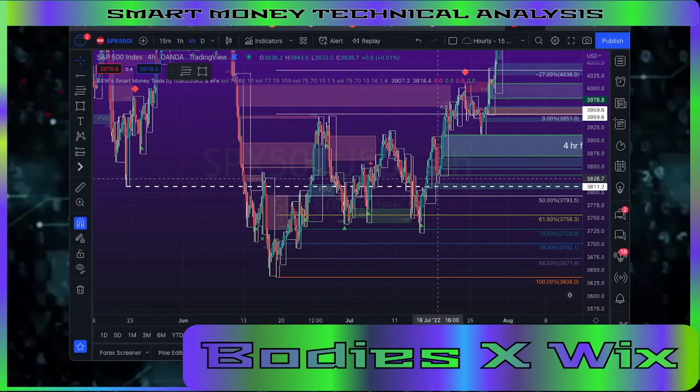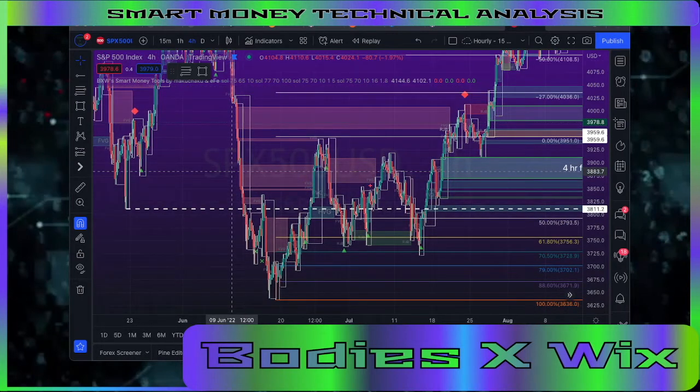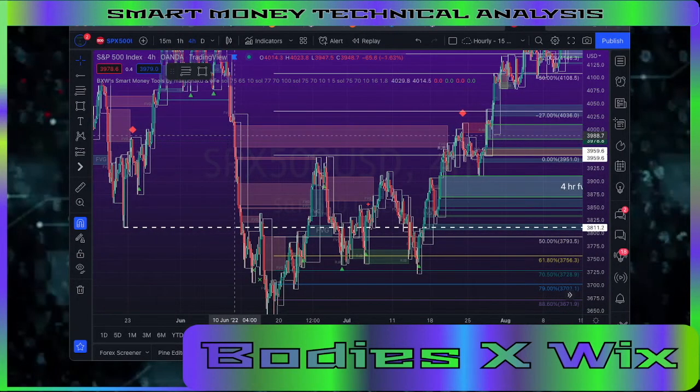So here's where it breaks this structure here, gets into this fair value gap up here. That's where it was looking to go toward, right? It was looking to go toward this fair value gap right there.